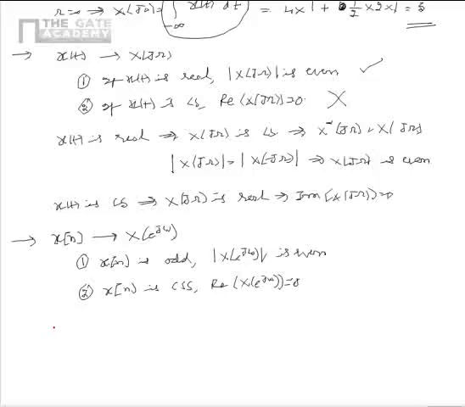Now let us pick statement 1, as per which the signal x of n is odd. We know that if signal x of n is odd, then X of e power j omega is conjugate skew symmetric, assuming that x of n is real as well. If X of e power j omega is conjugate skew symmetric, then the magnitude of X of e power j omega is even. So statement 1 is correct.